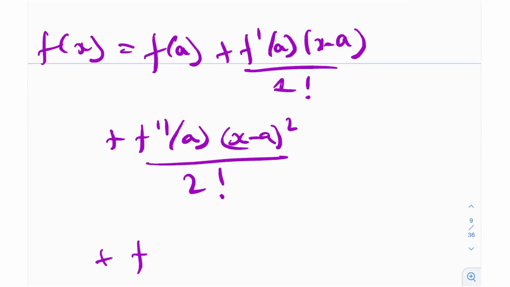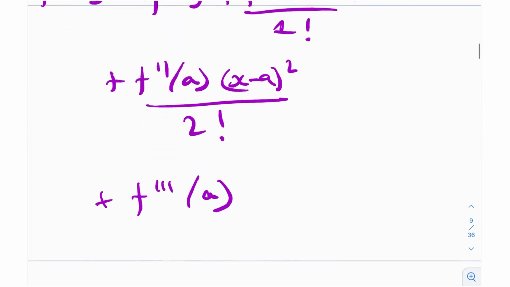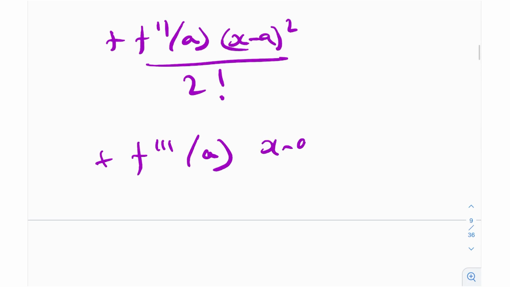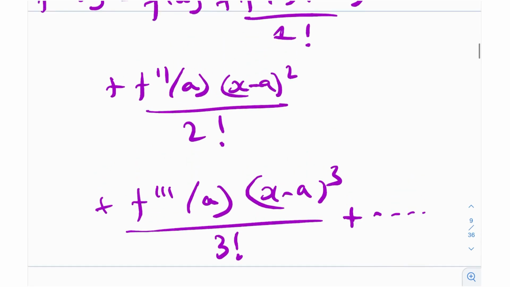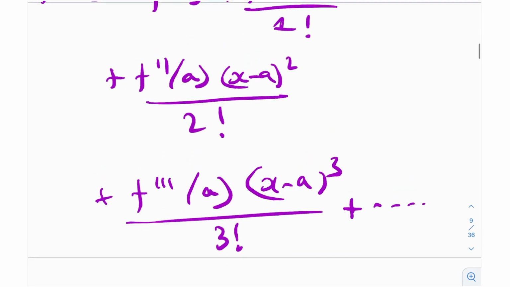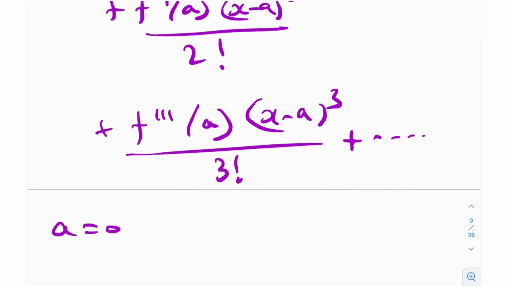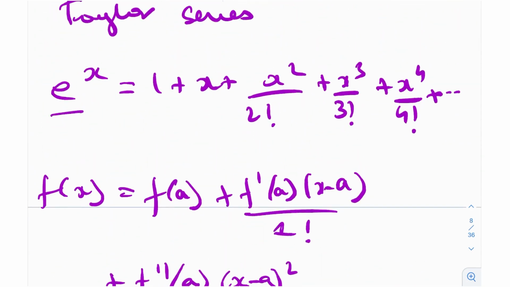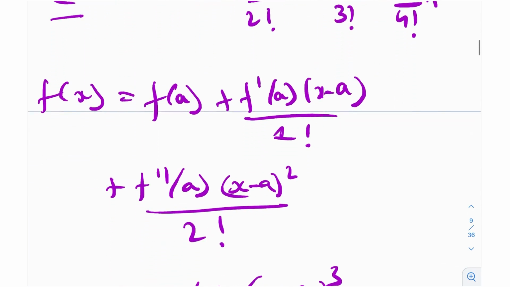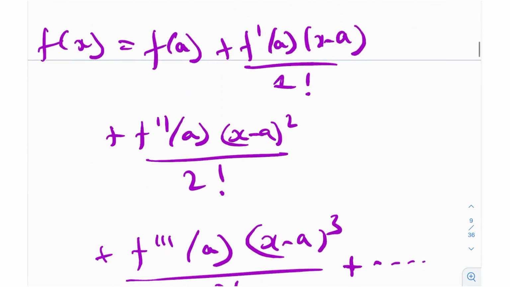Then we'll have a triple derivative at x equals a times x minus a whole cubed divided by 3 factorial. And again, this keeps on repeating on and on. This is a sort of weird expression that keeps on repeating. And if I just plug in a equal to 0, we get the Maclaurin series, right? To be a little more specific, the expansion we've written for e raised to x is actually the Maclaurin series. We're calculating the Taylor series about a equal to 0, which is the center.